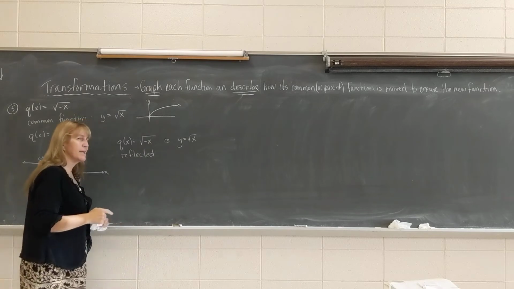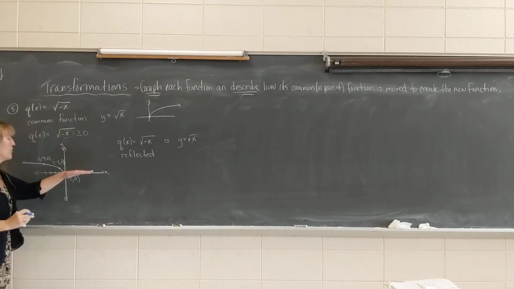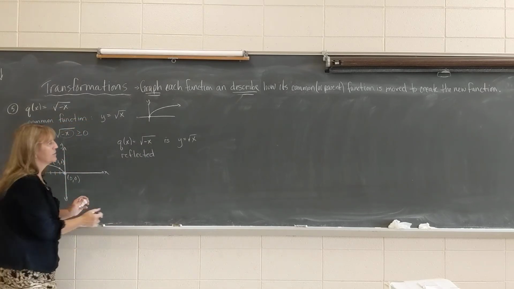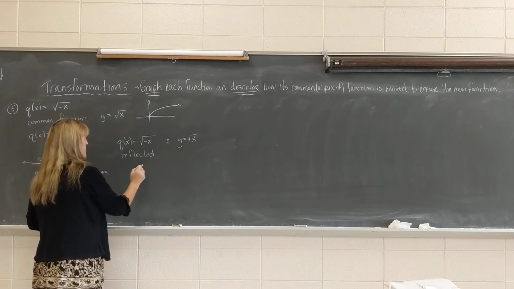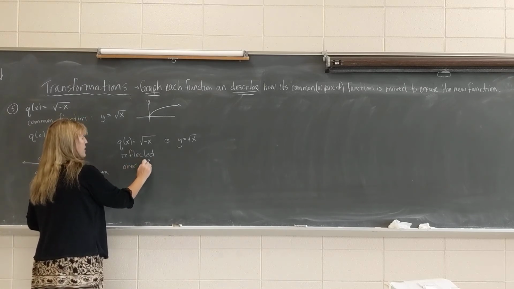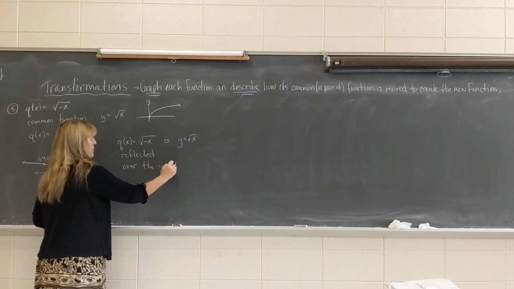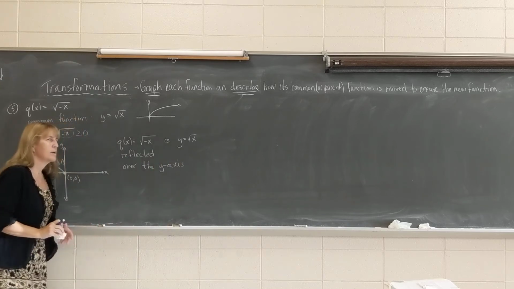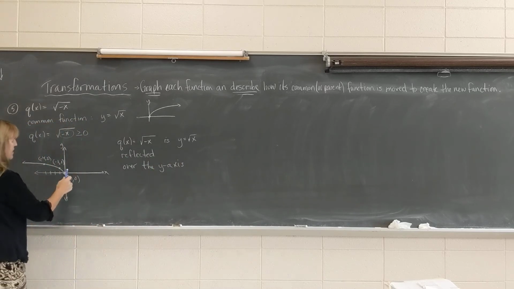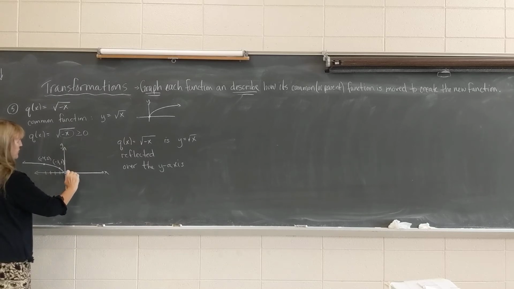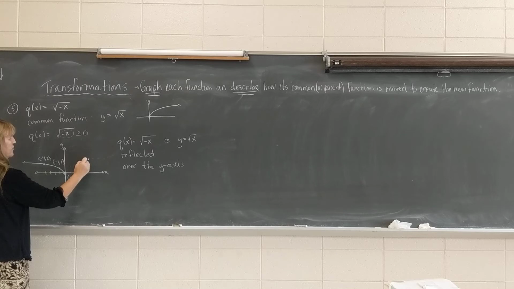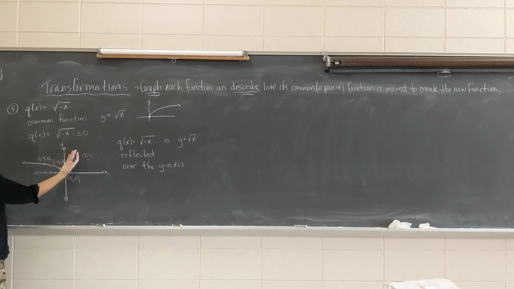I'm going to put a word in here because if I'm reflecting over the y-axis, I'm going to leave a space for a word right here, and I'm going to say over the y-axis. But what is the path that each of these points take? The original function is over here, right? So this point right here, which was what, 4, 2, becomes negative 4, 2 when you reflect 4, 2 over the y-axis.